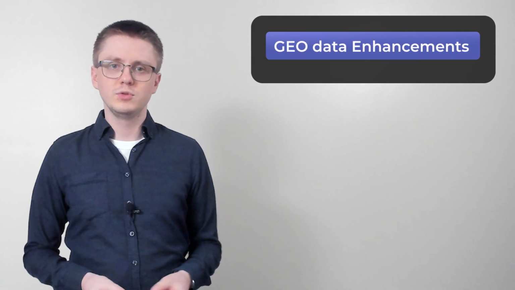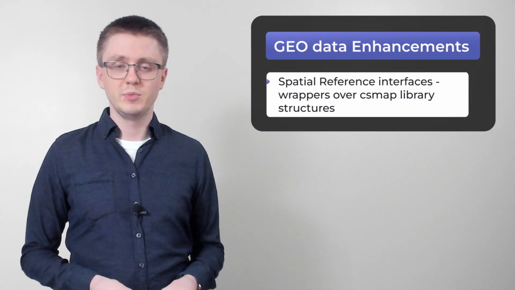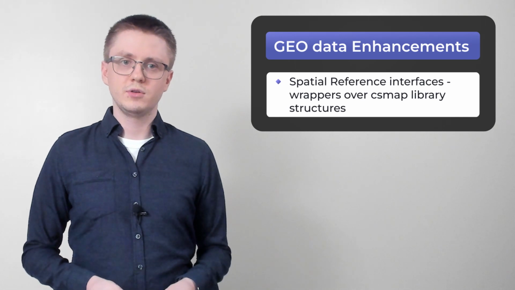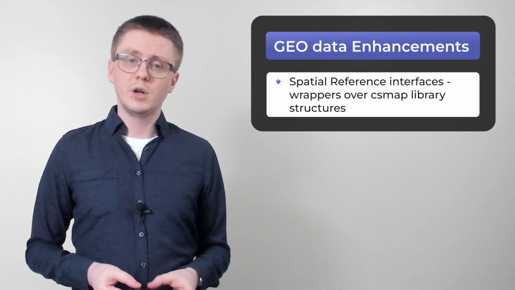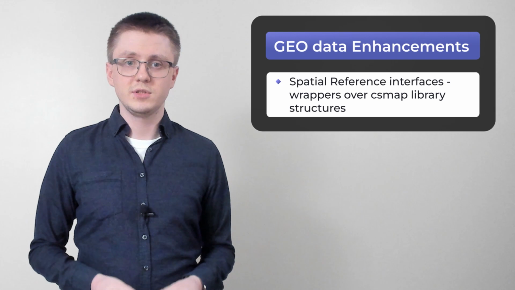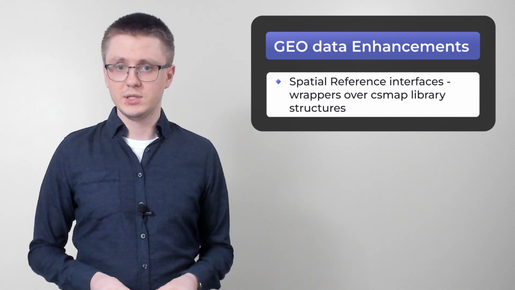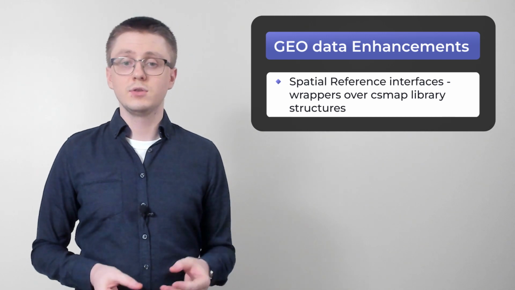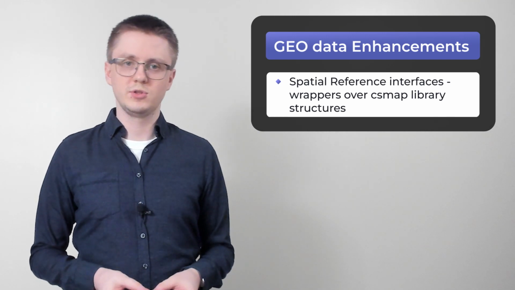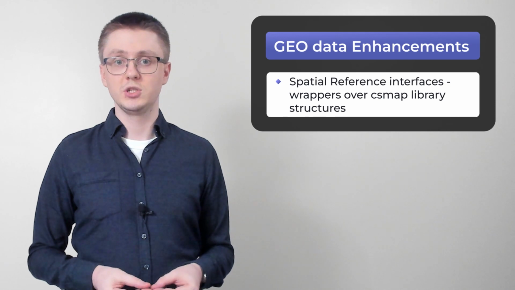As you probably know, to deal with geo, we are using Coordinate System Map Library. To easily deal with the Coordinate System Map Library, we've added wrappers for its structures, spatial reference interfaces. By using them, you can work with different geo-related classes that represent category, coordinate reference system, datum, ellipsoid, geodetic path, geodetic transformation path, and others.